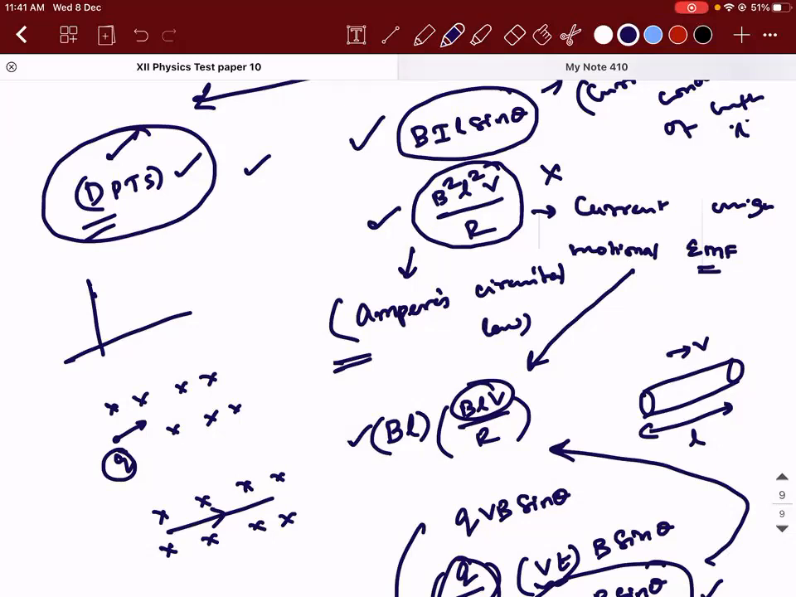Yes, sir. But then this force is caused due to that magnetic field or the current, sir? It is because of the magnetic field. Generally, because the current carrying conductor is placed in a magnetic field, it experiences force. Because of the QvB sin theta, because of Lorentz force only, this force comes into picture. Okay, sir. Understood. Thank you, sir.